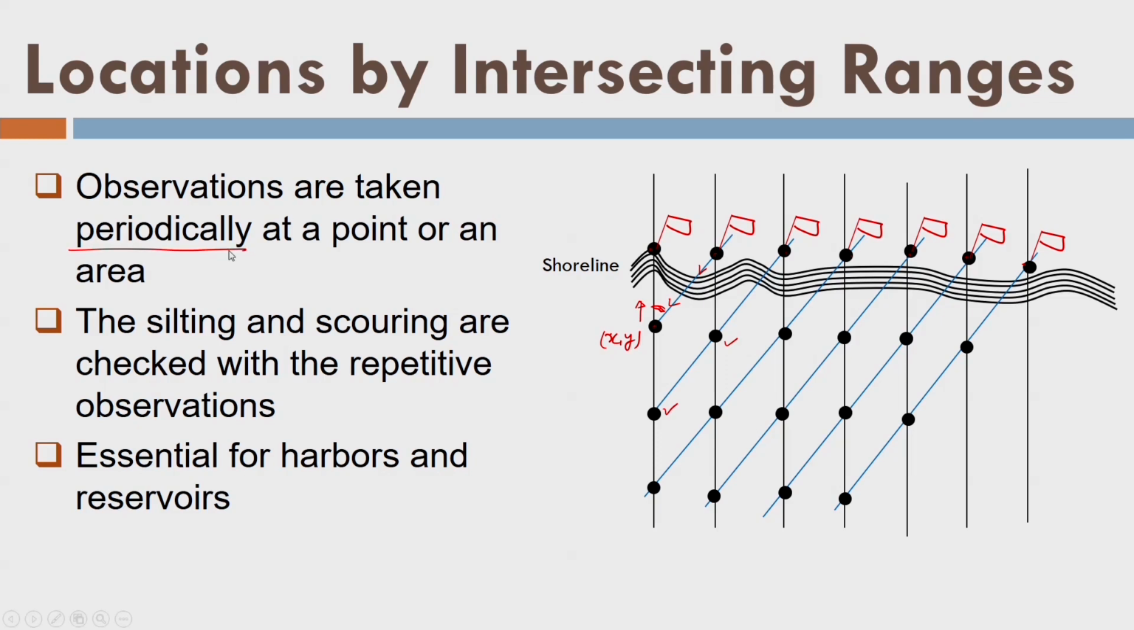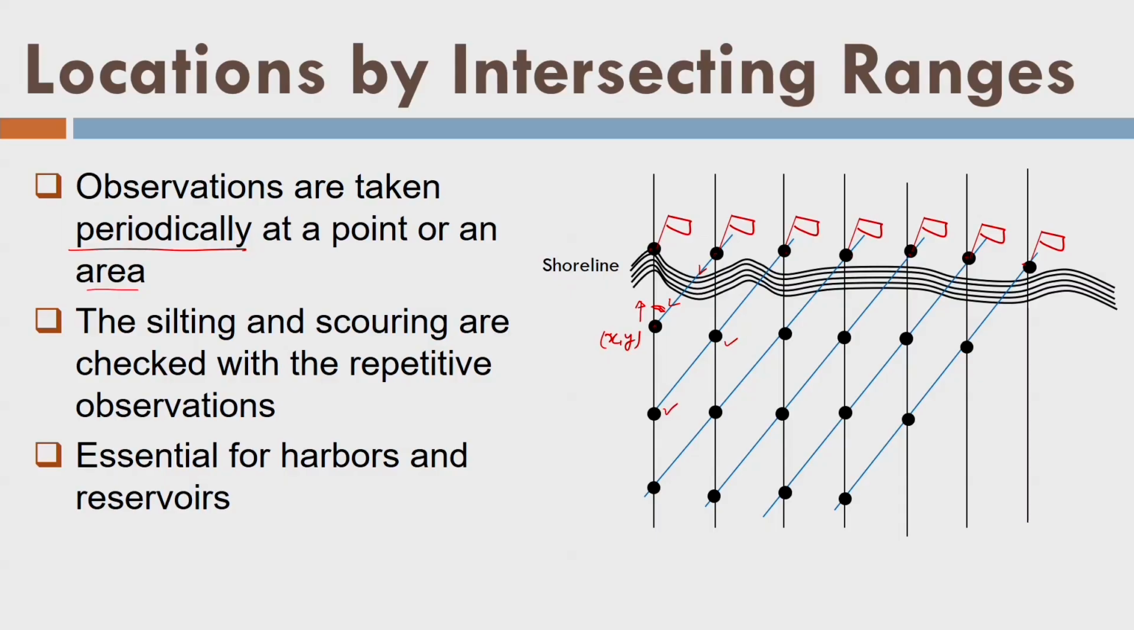Observations are taken periodically at a point or an area. This method is creating a regular grid, and I want to check if there is any silting or scouring. For that purpose, I need to check the whole area in a very regular grid fashion, and for that purpose this method is useful. Basically, for reservoirs and harbors which are very near to the port, where we expect there should not be any scouring, we generally follow this method to ensure whether there is any scouring or silting that is going to affect the available draft of water at a certain point of time.